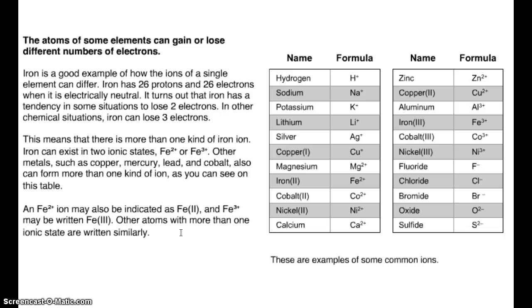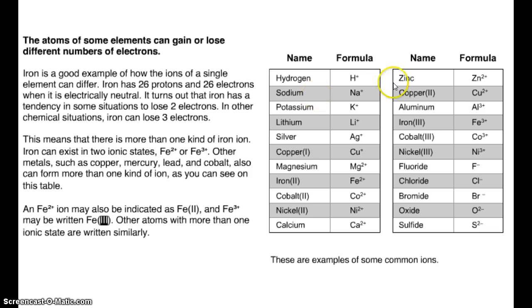Any iron plus 2 ion may also be indicated as iron with the Roman numeral 2 in parentheses. And then iron plus 3 would be iron with the Roman numeral 3 in the middle. Other atoms with more than one ionic state are written similarly. So instead of plus 2 or plus 3, you just put the charge as Roman numerals inside parentheses.